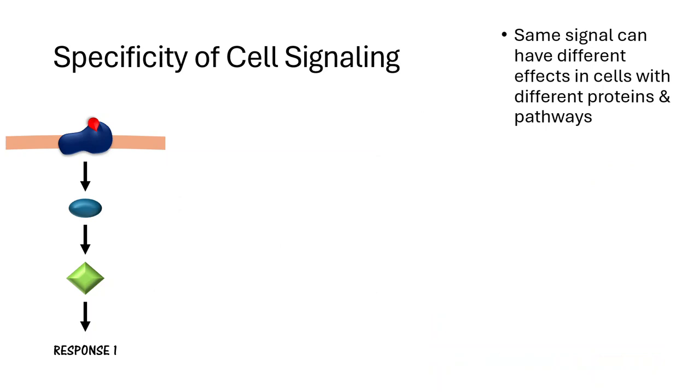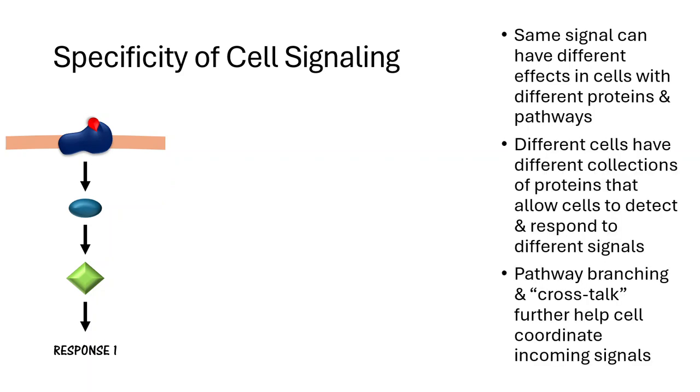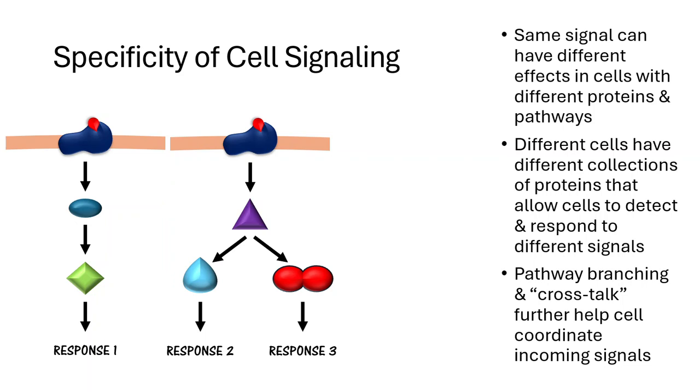Another interesting thing is that the same ligand can have a different impact in different cells. So here we see a ligand binding to a receptor, activating some second messengers, and initiating a certain response. But if we have inside the cell different second messengers, even if the receptor on the surface is the same, this can trigger multiple responses. In fact, you could have a single ligand trigger multiple responses within a cell because it activates multiple pathways.